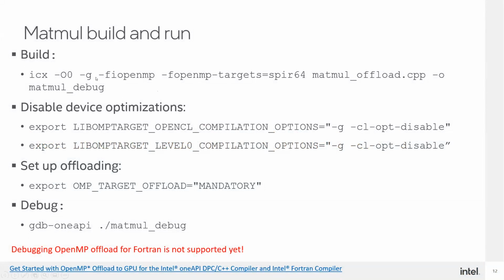Just the same, you need to build with the O0 and g options. But to enable debugging, you also need to disable device code optimization using one of these environment variables. Also, don't forget to set the offloading variable to mandatory, which means that you are going to always offload to the device. After that, you are ready to run in the debugger. I'm not going to switch to the terminal right now, but I think this is enough to give you the first impression, because in the debugger it will look exactly the same as I've just shown you for DPC++.